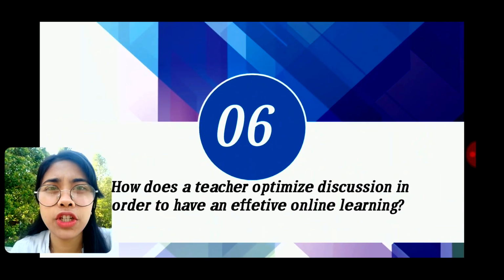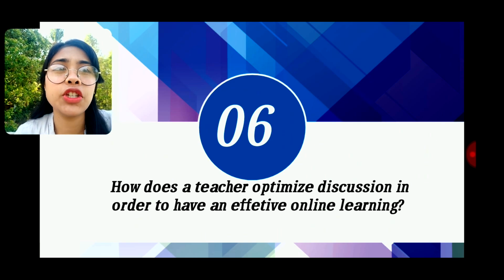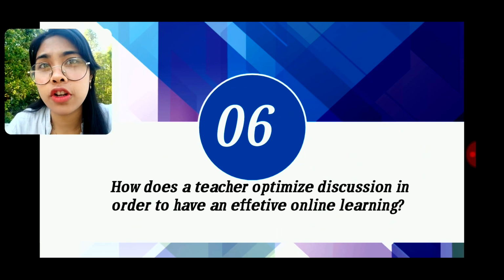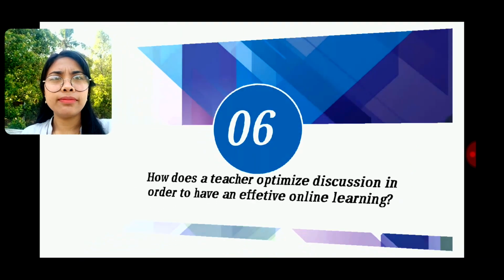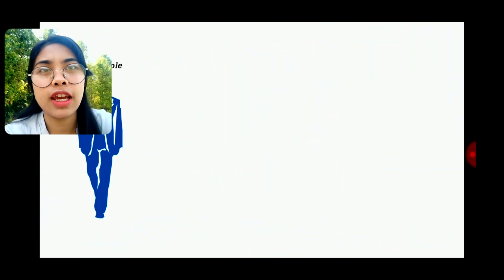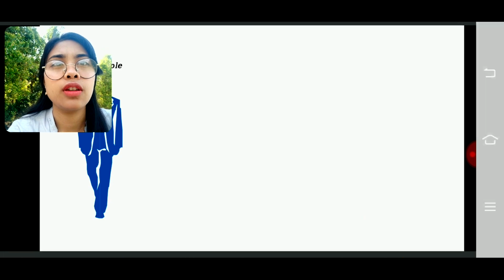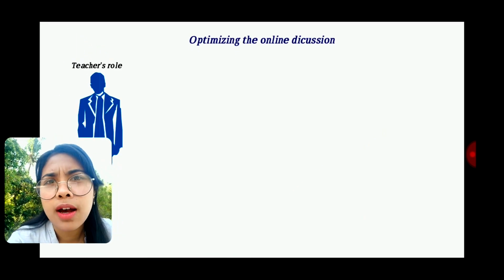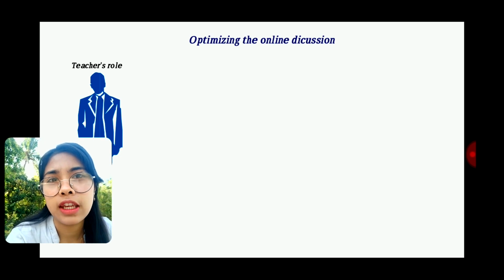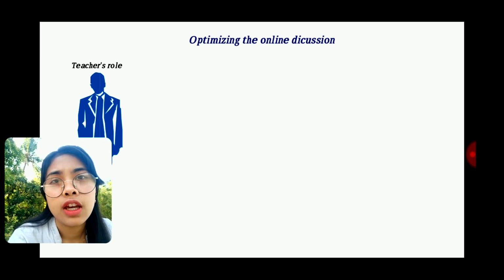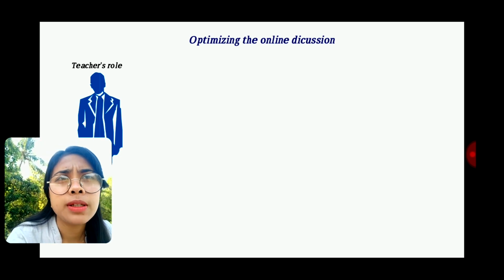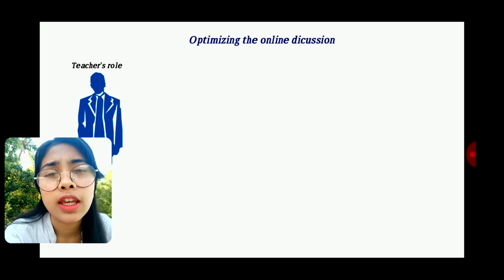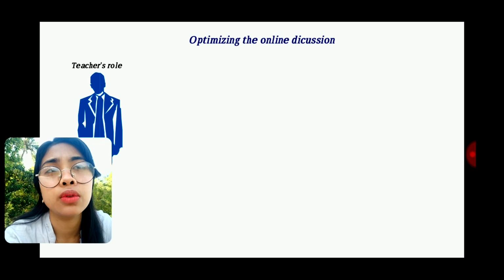The next question is, how does a teacher optimize discussion in order to have an effective online learning? Great question. Online discussion is one of the important activities in online learning, and in this case, for optimizing the online discussion in order to get effective learning, teachers have a role.